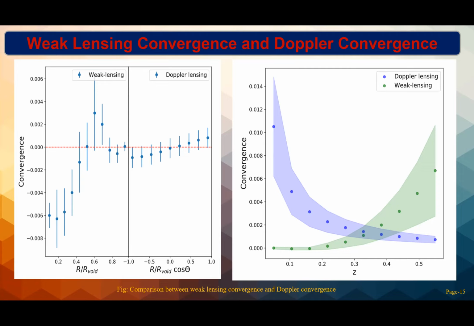So this is also an interesting finding because for future weak lensing surveys, we need to consider the Doppler lensing effects at lower redshifts to get good precision in our observational data.